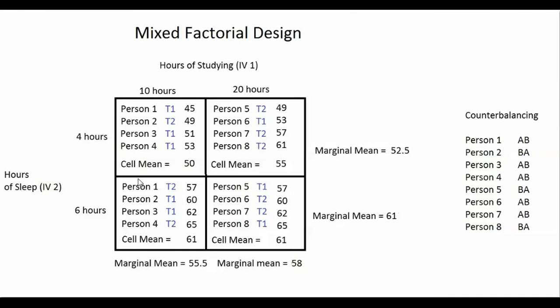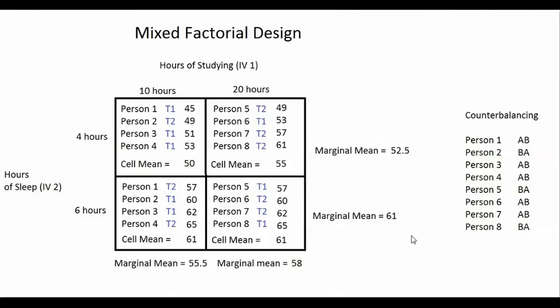So since each participant is going through both the 4-hour condition and the 6-hour condition, these two conditions have to be counterbalanced. So here we can see person 1 is AB. So person 1 went through the 4-hour condition at time 1 and the 6-hour condition at time 2. Person 1 took the test at time 1 with 4 hours of sleep and took the test at time 2 with 6 hours of sleep. Person 2 was assigned to BA. So person 2 took the test with 6 hours of sleep at time 1 and with 4 hours of sleep at time 2. They were tested in the opposite order.